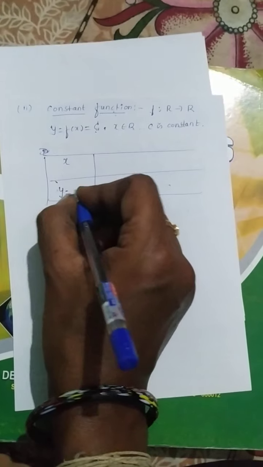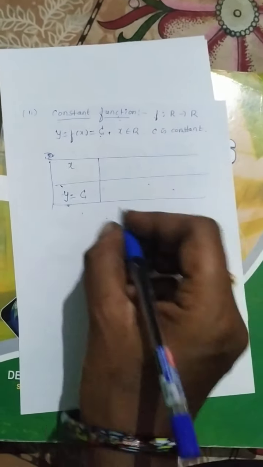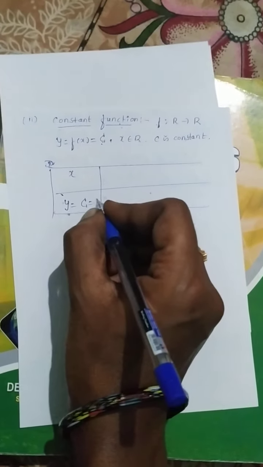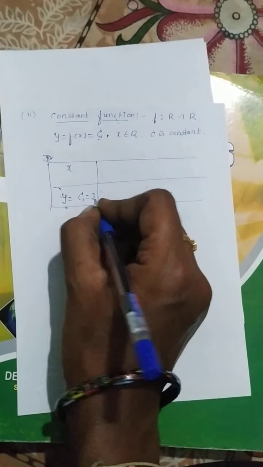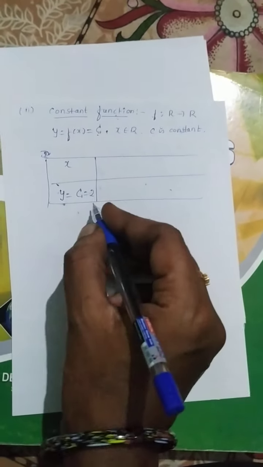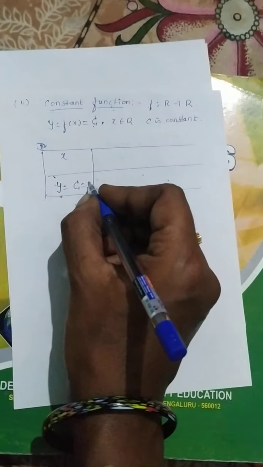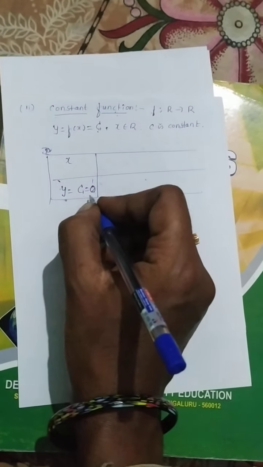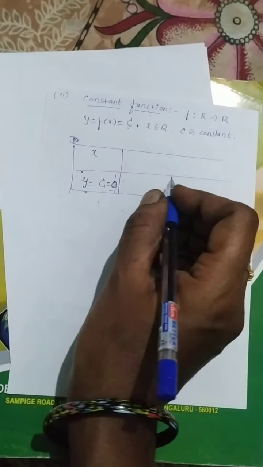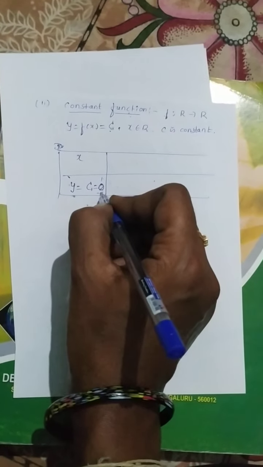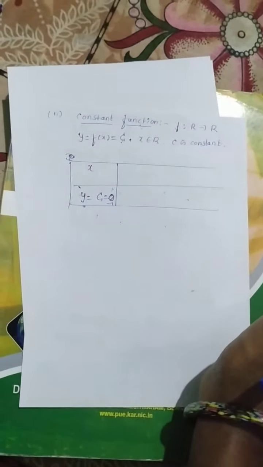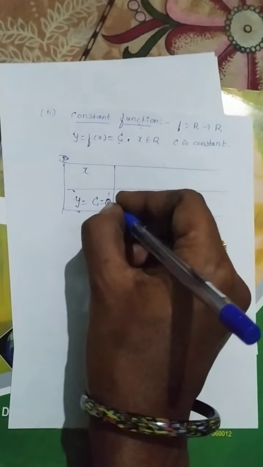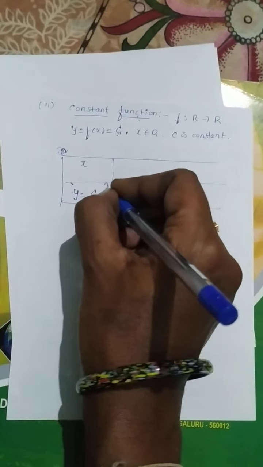x and the function is c, which is a constant. This constant you can take any values. I'll just go with 2. Okay, you can take any values. You may take 0, or plus 1, or minus 1, whatever the element, and it is a constant for all the values of x. Okay, that's it. So I'll take this constant value as 2.